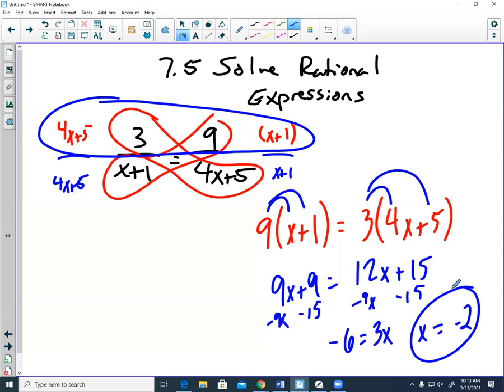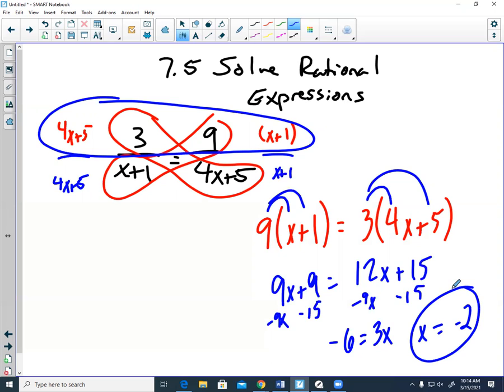Okay? There is one really important thing that you have to pay attention to here, which is actually why we've been spending all the time that we have with these types of expressions. You have to pay attention to what x can't equal. Because if your answer ends up being one of the x can't equal values, then it's not a solution.